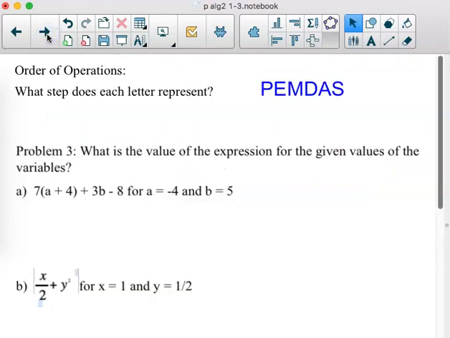Order of operations. Mentioned that earlier. Some of you have learned the please excuse my dear Aunt Sally. Occasionally, that messes somebody up. What you need to remember is P, parentheses, grouping symbols. Do those first. E, exponents. Anything being raised to a power? Got to take care of that next. M is multiply from left to right. D, divide from left to right. Add and subtract, same thing.